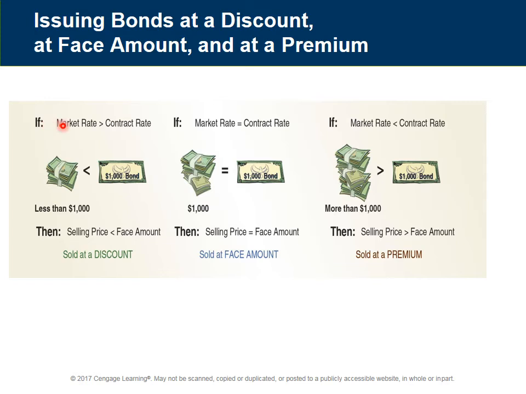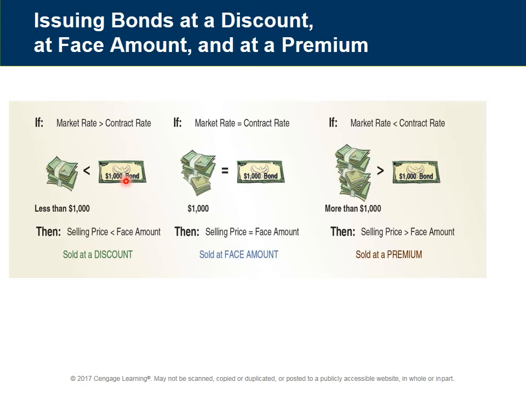So if the market rate is greater than the contract rate, then the bond purchasers say, I don't want something that pays a poor interest rate compared to other bonds, and so therefore I will give you less than $1,000 for it. And that's whenever the selling price is less than the face amount. So that bond might be selling at only $980.